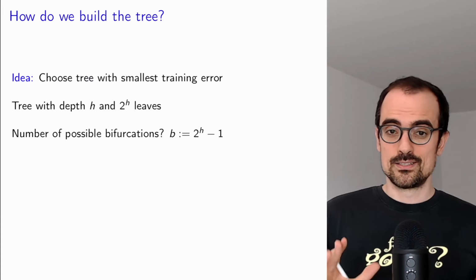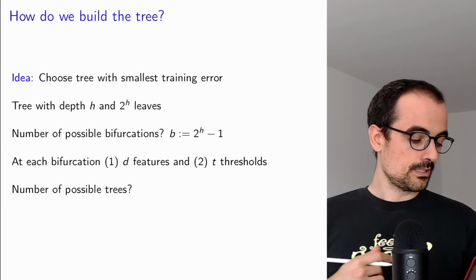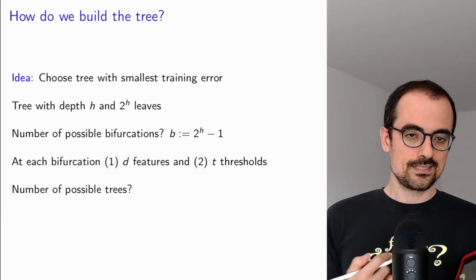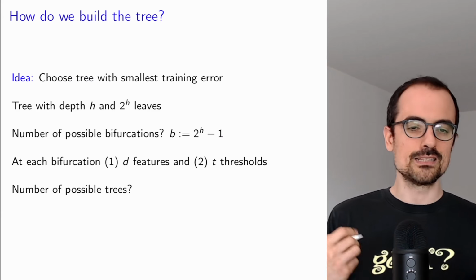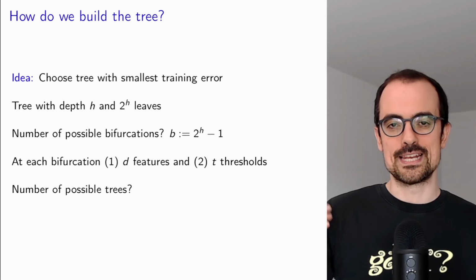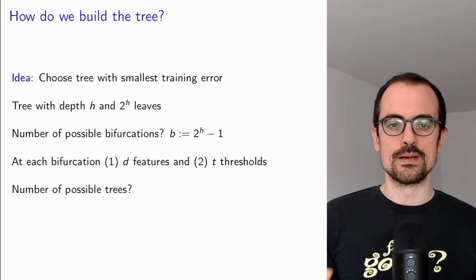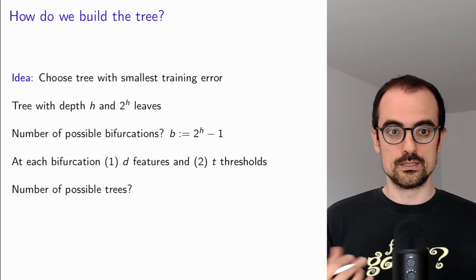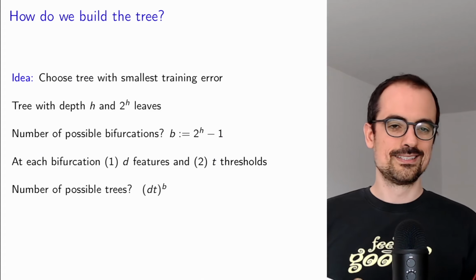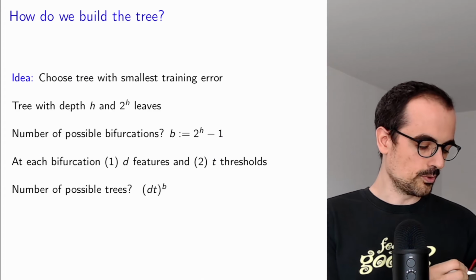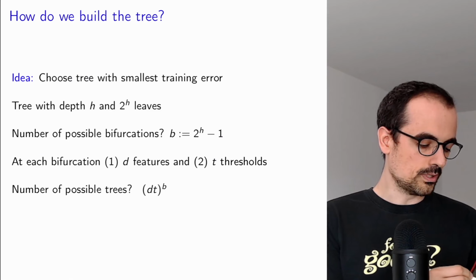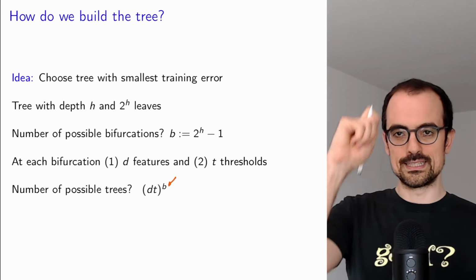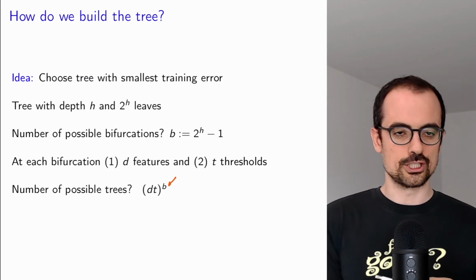This is problematic. Why? Because the number of possible trees is the number of bifurcations multiplied by the number of features multiplied by the number of thresholds, because that's the decision that we need to make. Those are all the possible decisions that we need to make in order to build the tree. So if you consider that, then we would have d times t to the b, because you can make different decisions in different bifurcations.